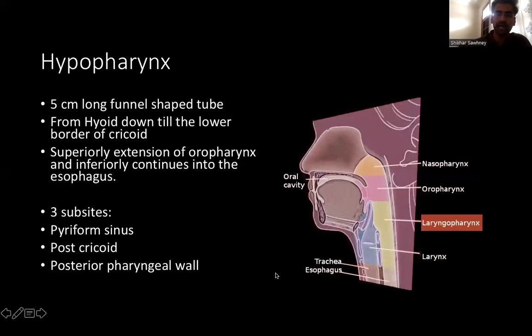Moving on to the applied anatomy of the hypopharynx, it is a 5 centimeter long funnel-shaped tube that extends superiorly from the hyoid bone and inferiorly till the lower border of cricoid. It is communicating superiorly with the oropharynx and inferiorly with the esophagus. It has 3 subsites: the pyriform sinus, the postcricoid, and the posterior pharyngeal wall.